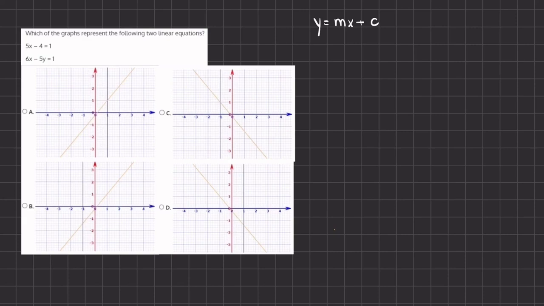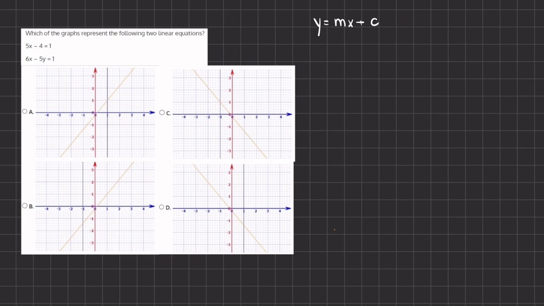Alright, so in this video we are going to learn how to recognize graphs of linear functions, and in order to do so, the first step we need to do is place our linear functions into point-slope form, which is here, which is our y equals mx plus c.